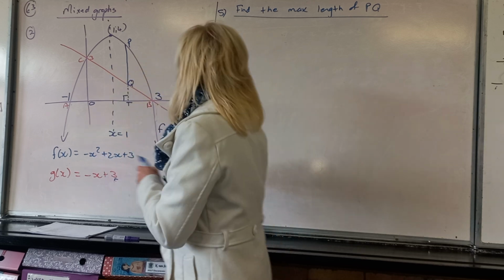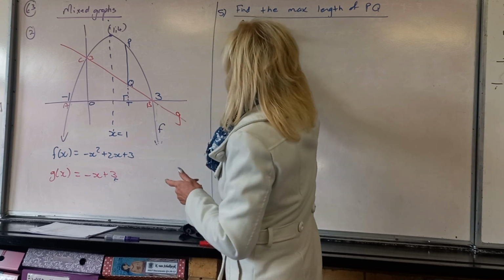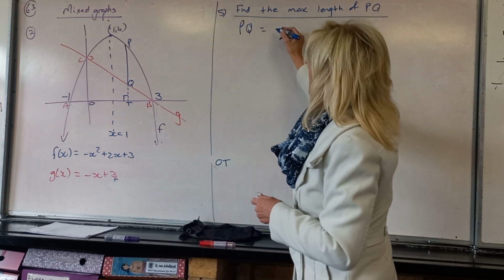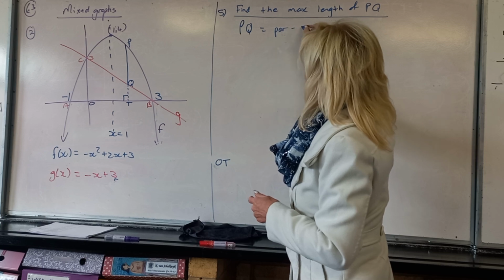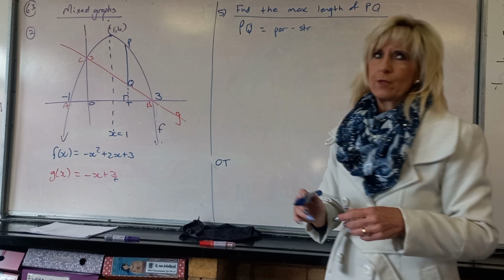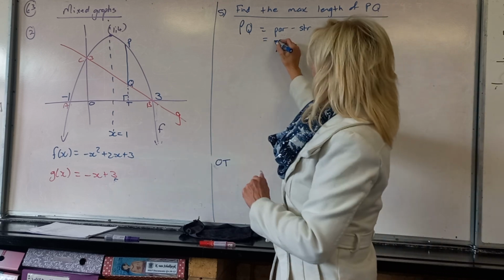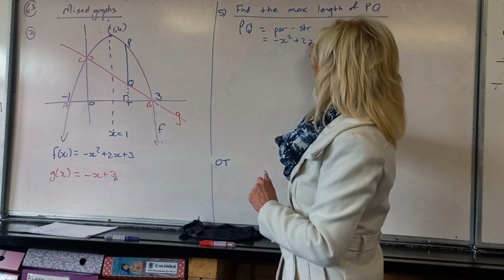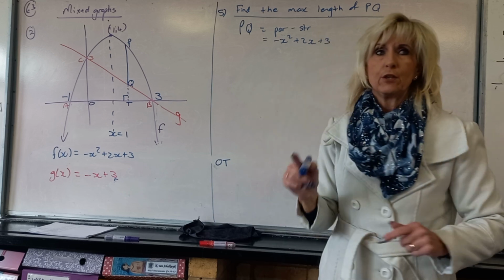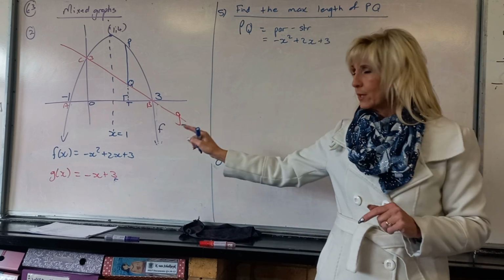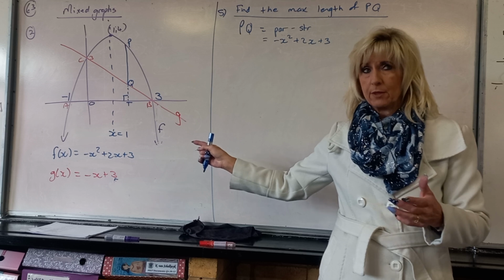So always, for PQ, I'll have to find it by taking the parabola minus the straight line. Now that's not going to be within marks, it's helping you. Take the parabola, the equation that you have. Even if you couldn't get it in question number 1, you've got it, because they told you what A and B and C is. Are you with me? Yes, ma'am.